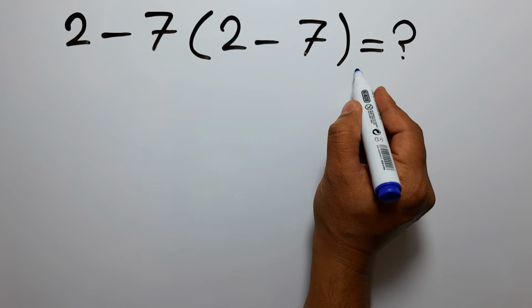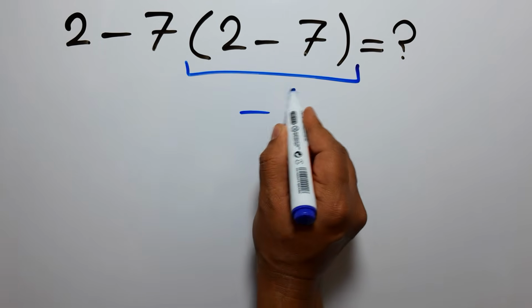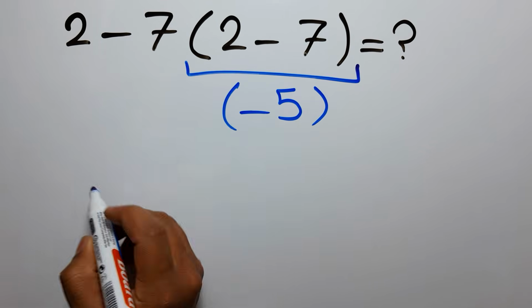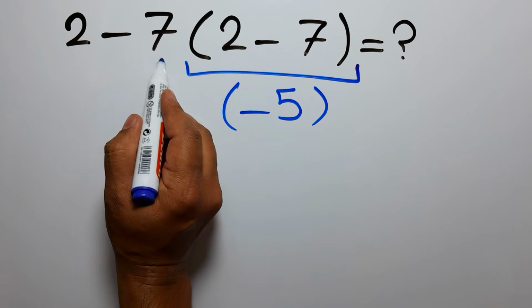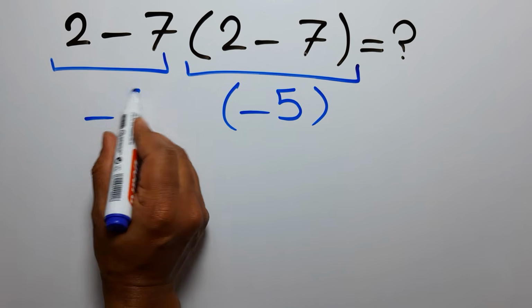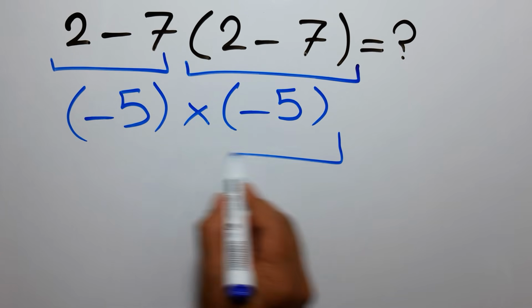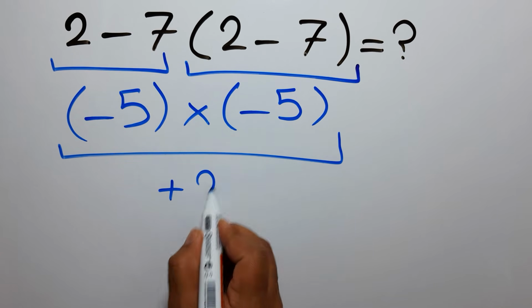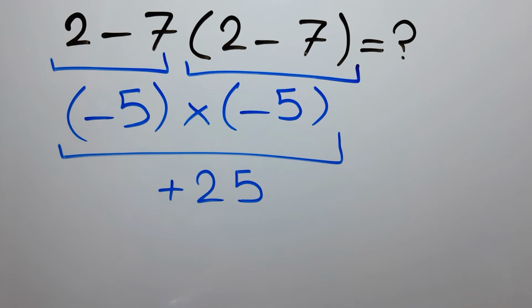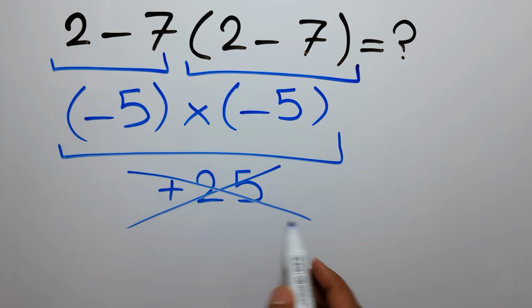2 minus 7 gives us negative 5. And again here we have 2 minus 7. So negative 5 times negative 5 gives us positive 25. But this answer is not correct.